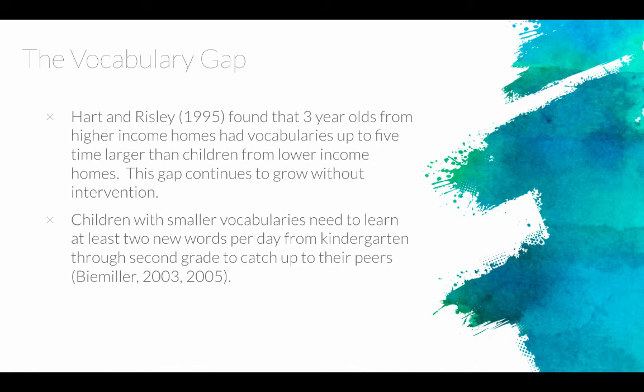In a classic research study, Hart and Risley found huge differences in preschoolers' exposure to words based on their socioeconomic situation. They found that 3-year-olds from higher income homes had vocabularies up to 5 times larger than children from lower income homes. This gap continues to grow without intervention. Also, another study showed that children with smaller vocabularies need to learn at least 2 new words per day from kindergarten through 2nd grade to catch up to their peers.